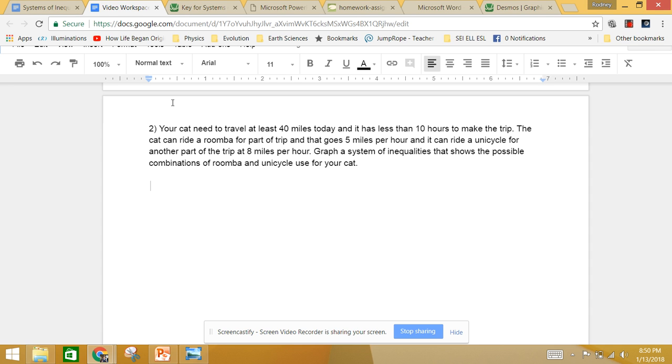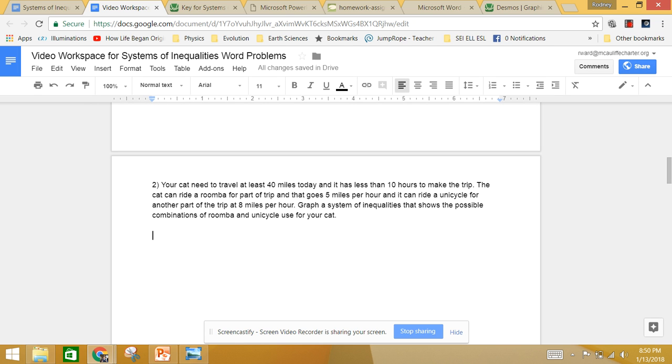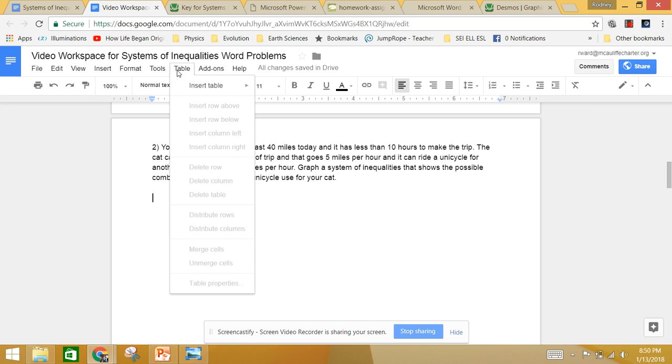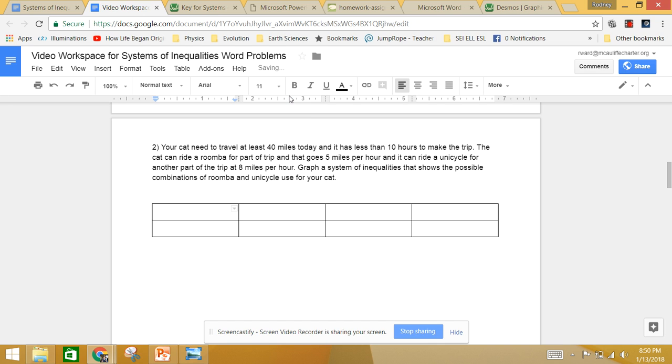So I'm going to make a table, because I have noticed that setting up a table helps a lot with creating our inequalities or our equations. So we have a few different situations to deal with. We have the hours for the trip, and we have the miles for the trip.